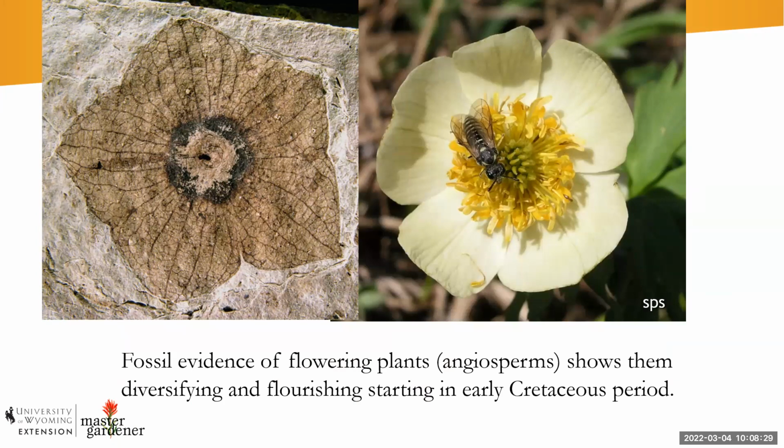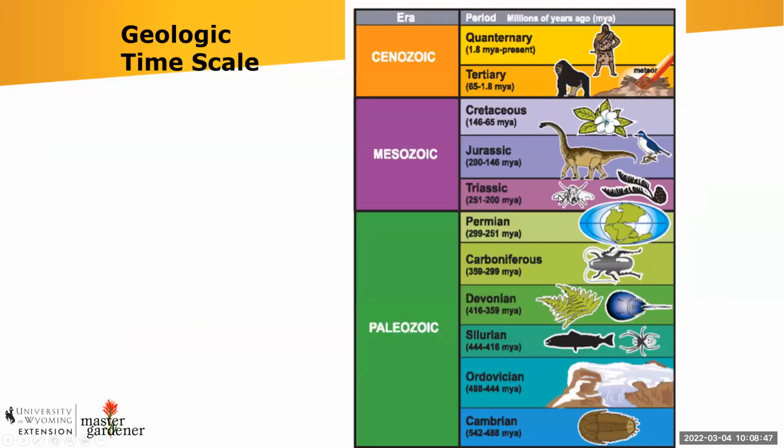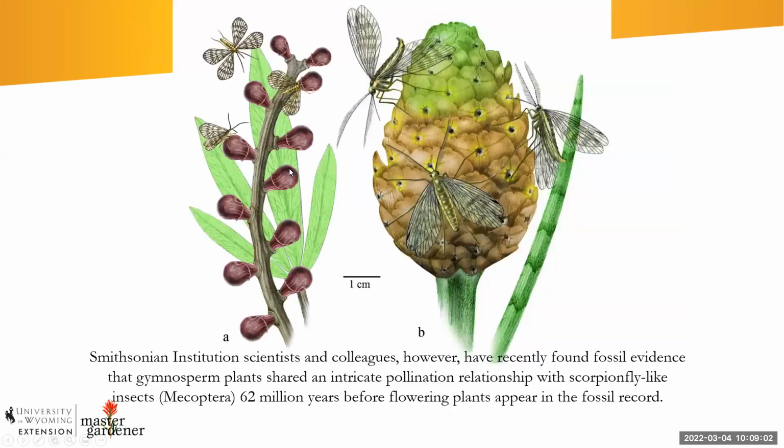The fossil evidence of flowering plants, angiosperms is the term for them, shows them diversifying and flourishing during the early Cretaceous period. You can see it's very similar to this little buttercup with a soft light on top of it. I can never remember what the geologic timescales are, so if we look here, the Cretaceous is 146 to 65 million years ago. They even used a little flower on there. Flowering plants occurred then. So it's been going on for quite a while, but actually longer than that.